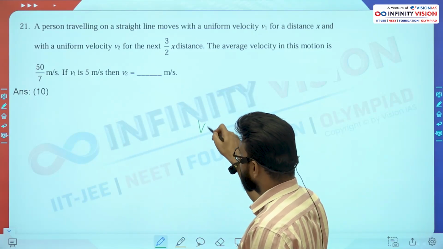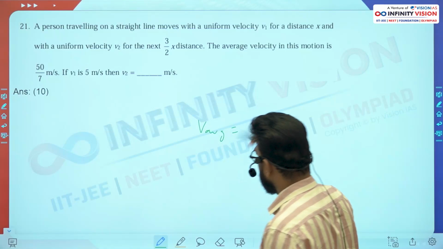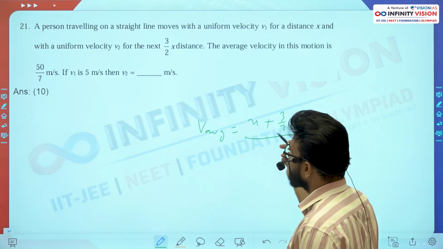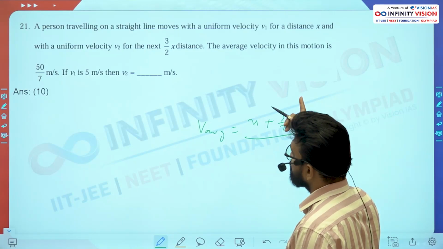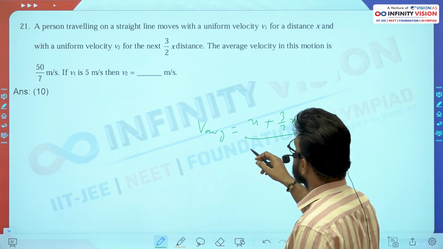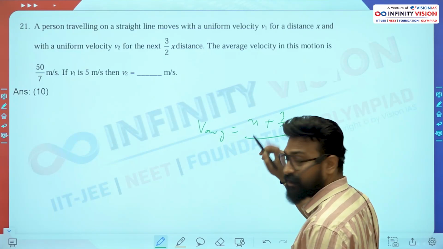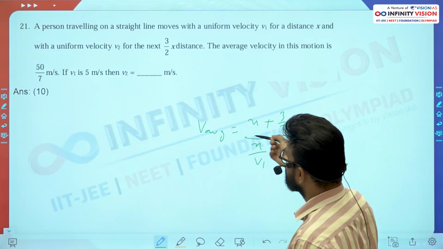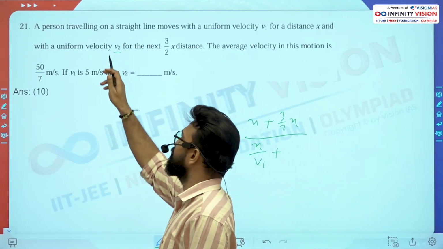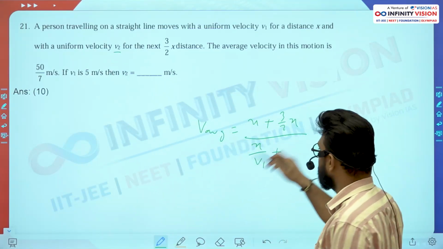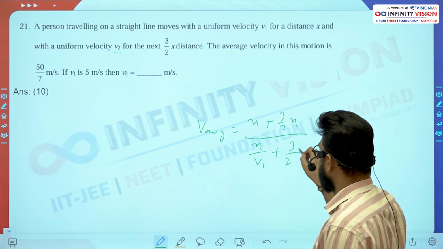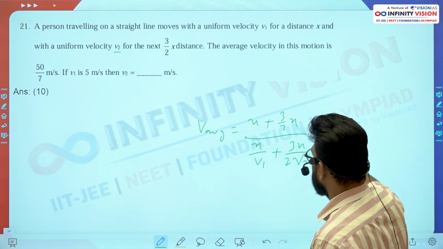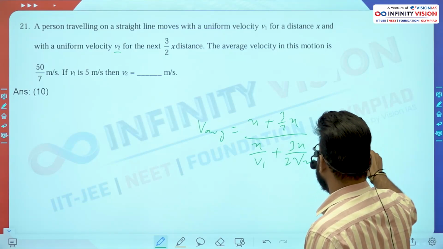The average velocity, v average, we already know is total distance by total time. Total distance is x plus 3 by 2 x. Total time: for the x journey, the speed is v1, so time is distance upon speed, which is x by v1. For the next journey, velocity is v2, so time would be distance upon speed, distance is 3x by 2, so 3x by 2 v2. This average velocity is already given to you as 50 by 7.